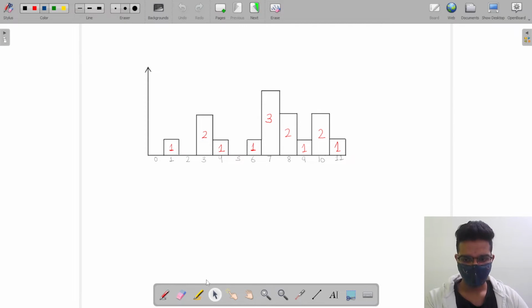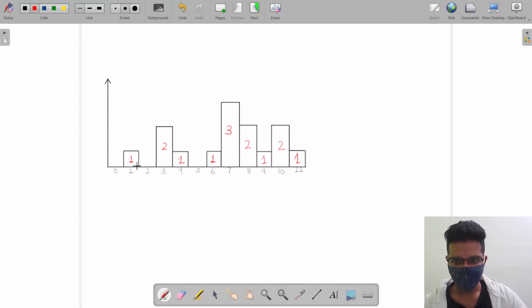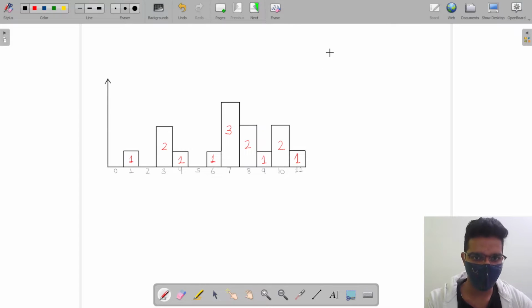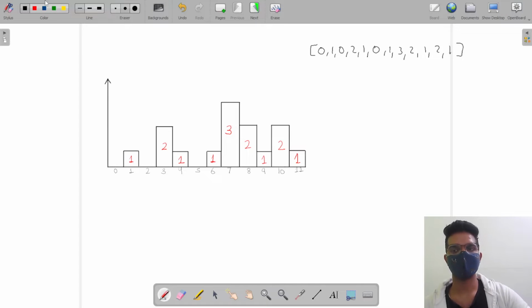So this is our array given to us. These are the heights represented by the array elements. Let me write it for you so that you don't get confused. So the 0th index we got 0, that's why there is no height, right? Then 1, then 0, then 2, then 1, 0, 1, 3, 2, 1, 2, 1. So this is the array that is given to us.